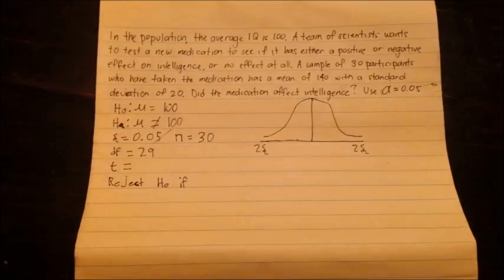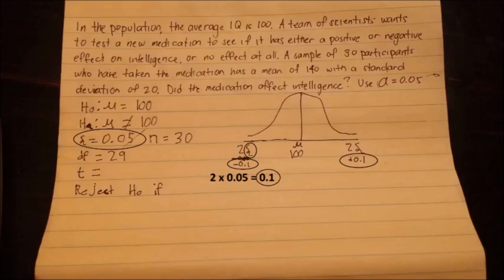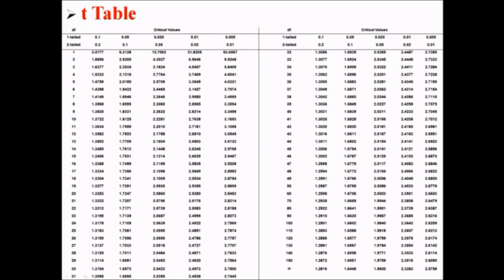After that, we now need to get our t-score. Since this is a two-tailed test, we are going to multiply our alpha by 2. Multiplying the alpha is only done if we are going to do a two-tailed test. So 2 times our alpha of 0.05 is 0.1. With this, we can now get our t-score by looking at our t-table.